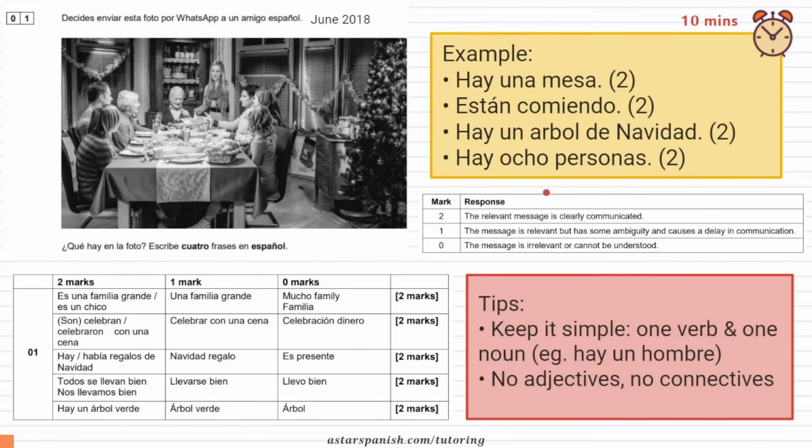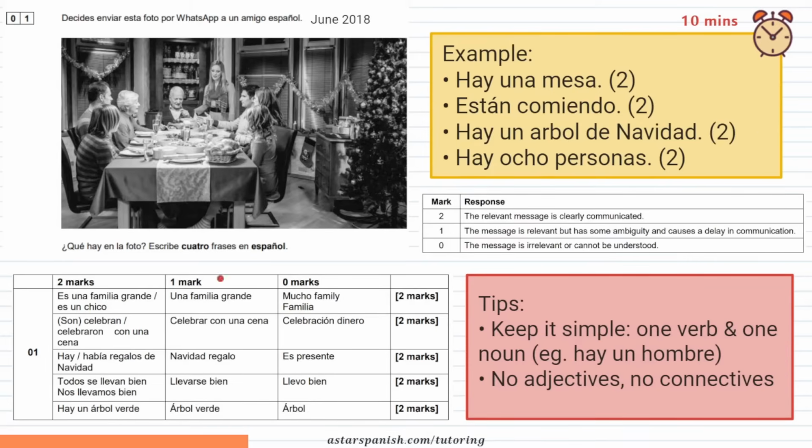Okay, now to go through each question one by one. So here is the ¿Qué hay en la foto? question, the first question on the paper. ¿Qué hay en la foto? means what is in the photo, and you are required to answer with 4 short sentences. For example, with the photo on the left taken from the June 2018 paper, you could answer with Hay una mesa, están comiendo, hay un árbol de Navidad, hay 8 personas.